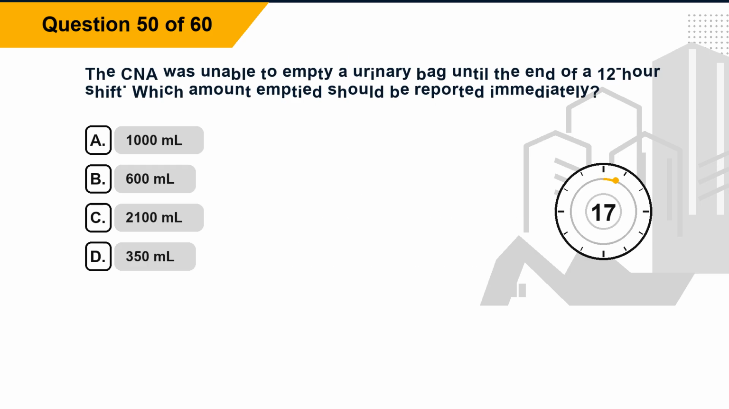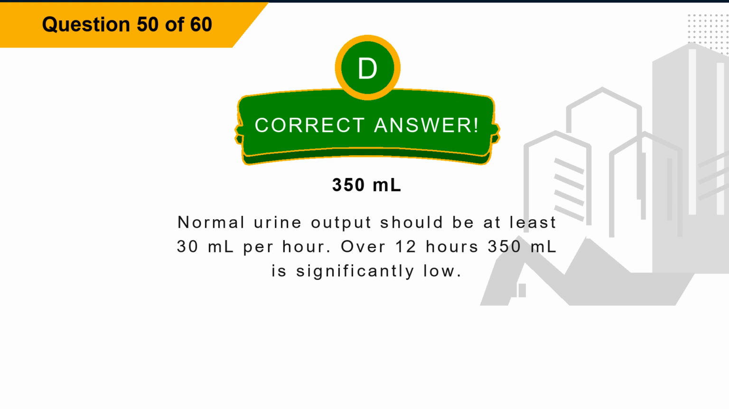Question 50. The CNA was unable to empty a urinary bag until the end of a 12-hour shift. Which amount emptied should be reported immediately? Option A, 1,000 milliliters. Option B, 600 milliliters. Option C, 2,100 milliliters. Option D, 350 milliliters. The correct answer is option D, 350 milliliters. Explanation: normal urine output should be at least 30 milliliters per hour. Over 12 hours 350 milliliters is significantly low.